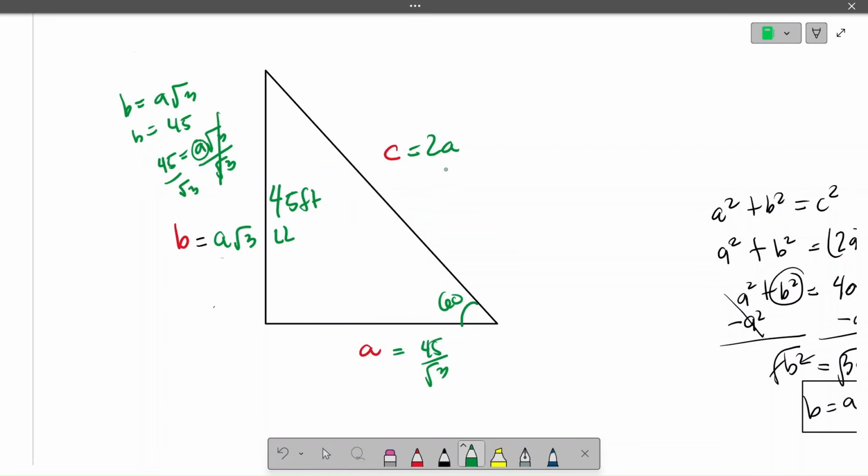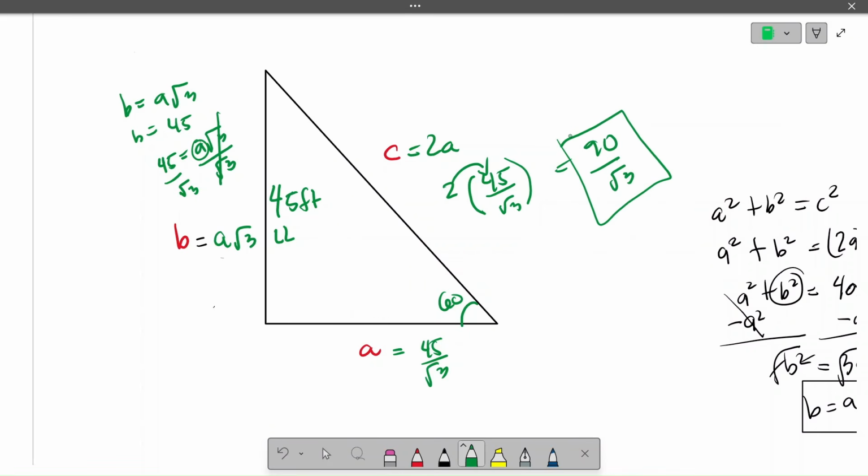Then what is C? Kunin lang natin tong A, and then multiply by 2. 2 times 45 square root of 3. Are we done yet? Not yet because we need to multiply. What is 45 times 2? That is 90 square root of 3. Yan.